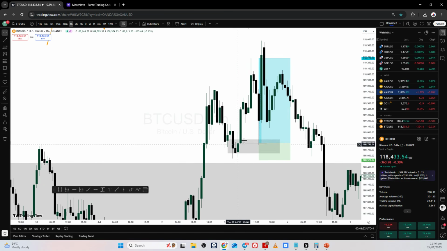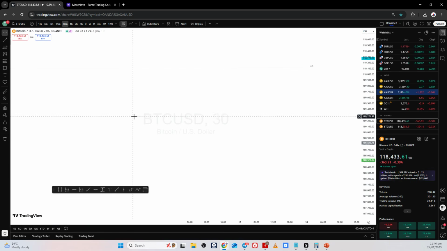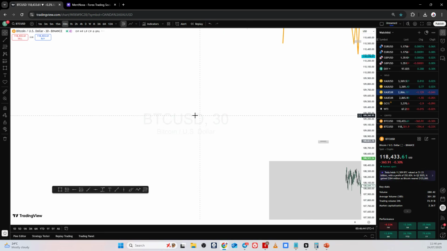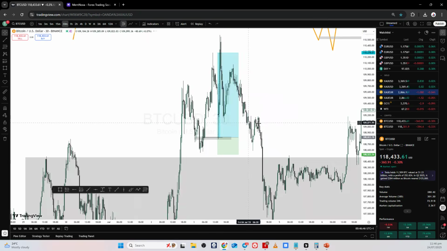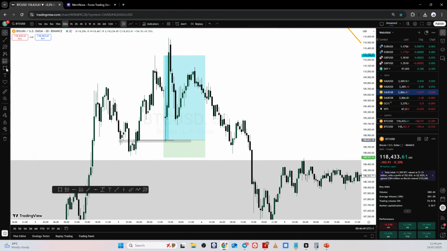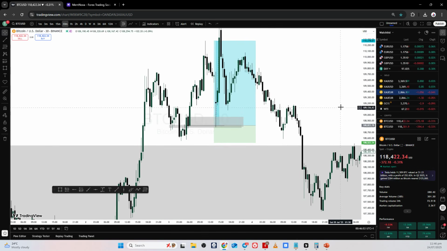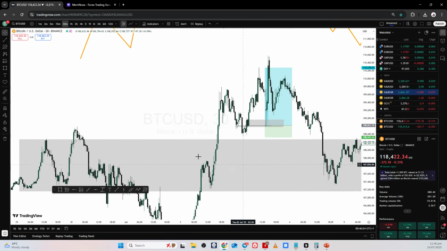Okay, now that we have a kissing candle, what is opposite? It's a QM. We have a QM here, and opposite it we have this. So we need to confirm on a lower time frame. What do you have? 30 minutes has what? A rally base rally. So this is your entry point. Easy, but there is a secret.